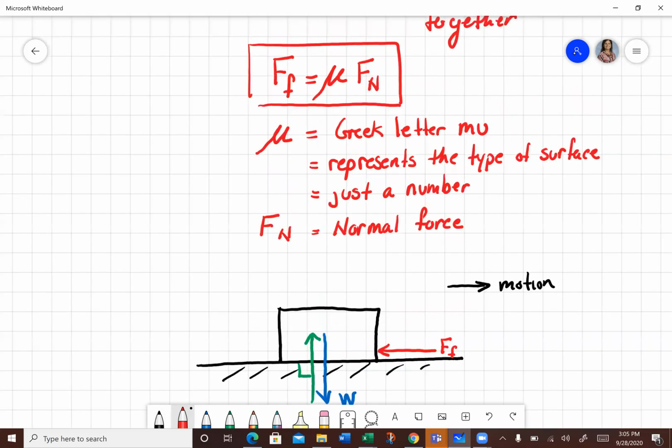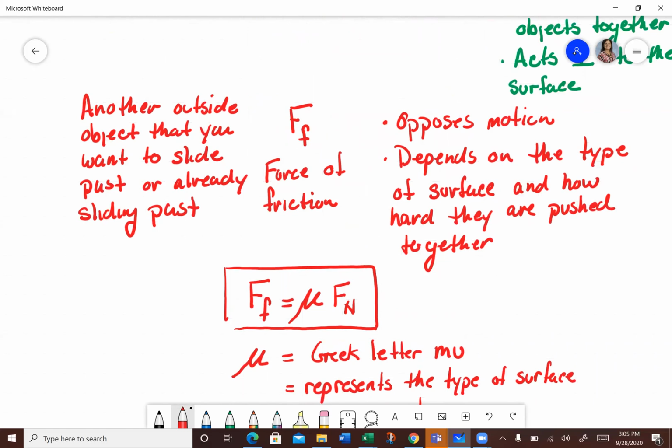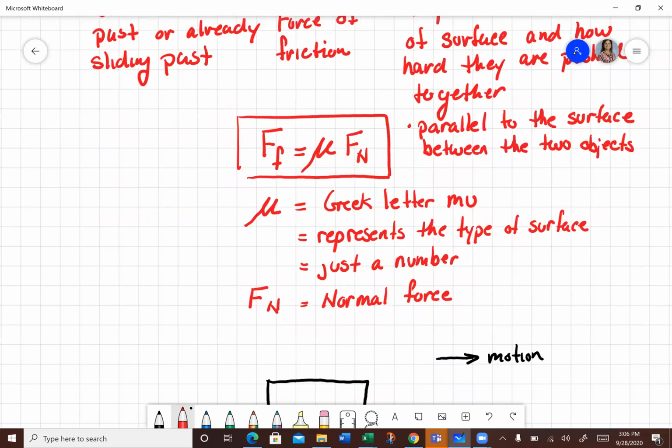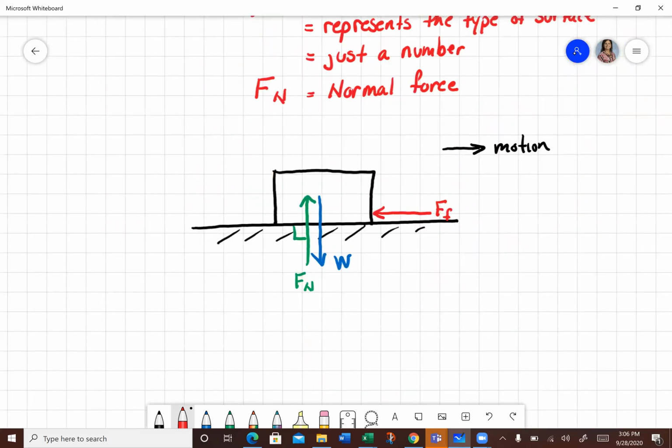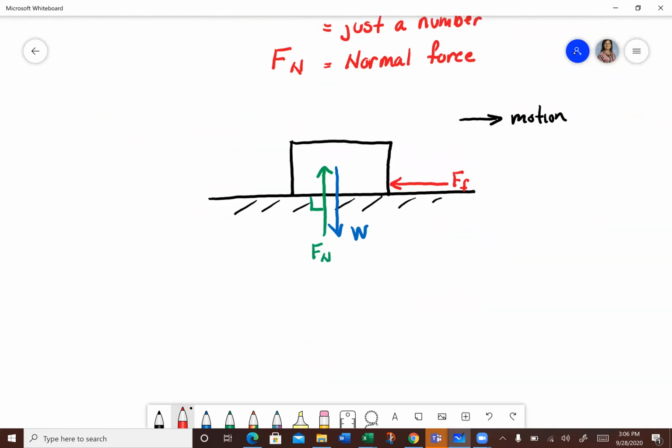So if we can slide back up here to our notes, it opposes motion, depends on the type of surface and how hard they are pushed together, and also is parallel to the surface between the two objects. So those are our three forces so far. Three most important forces that are very hard to ignore for the most part.